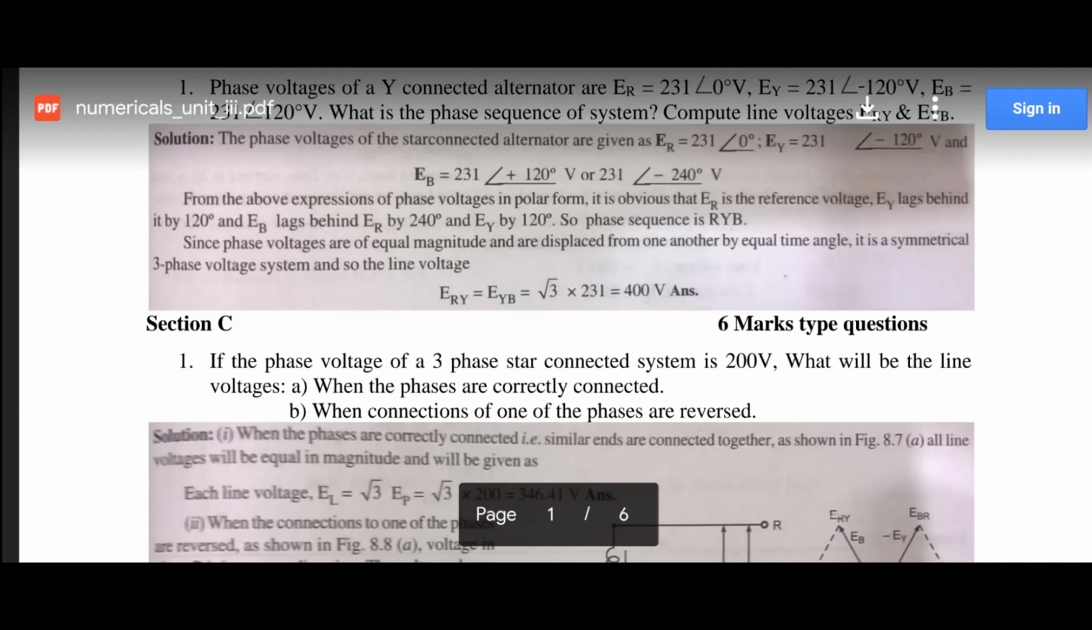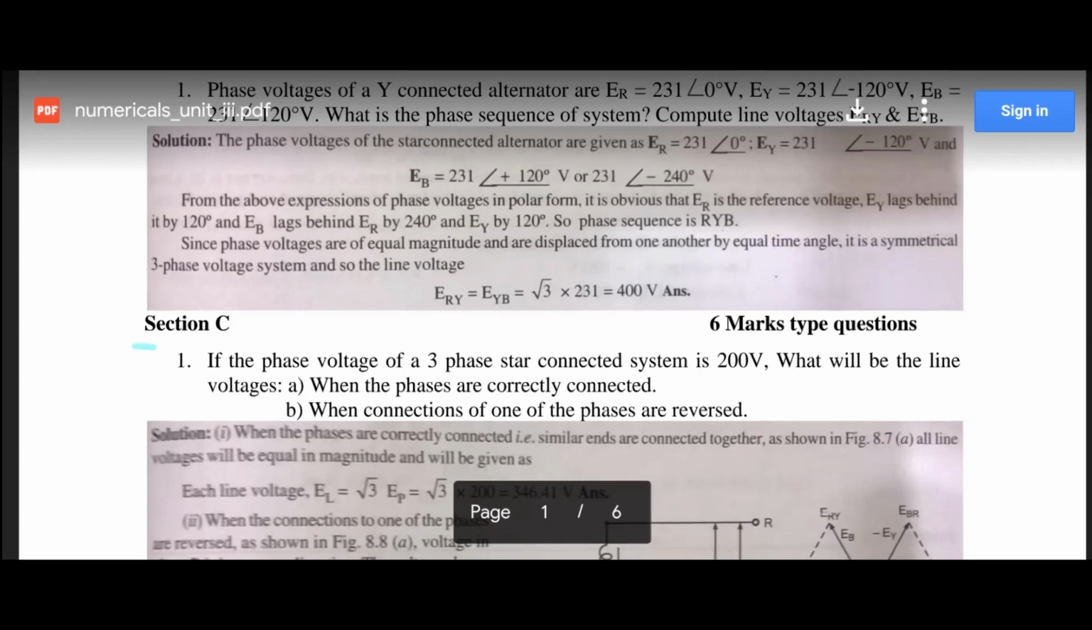Okay, so how to identify whether the supply system is balanced or not? So we have to check for two things. First is the magnitude and the other is the phase angle. Okay, so say if the voltage is 100 volts.